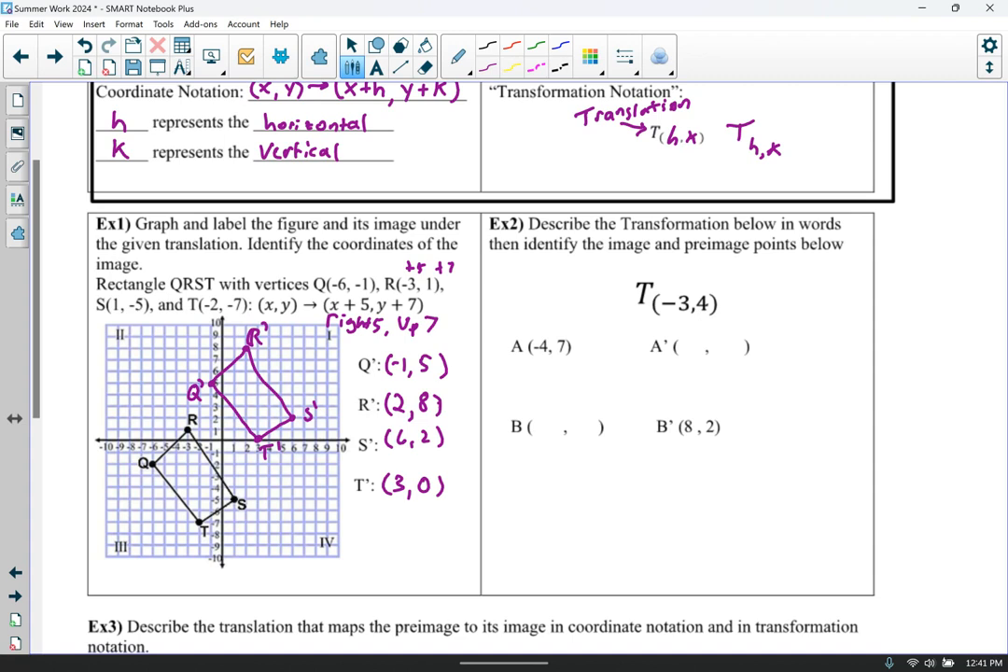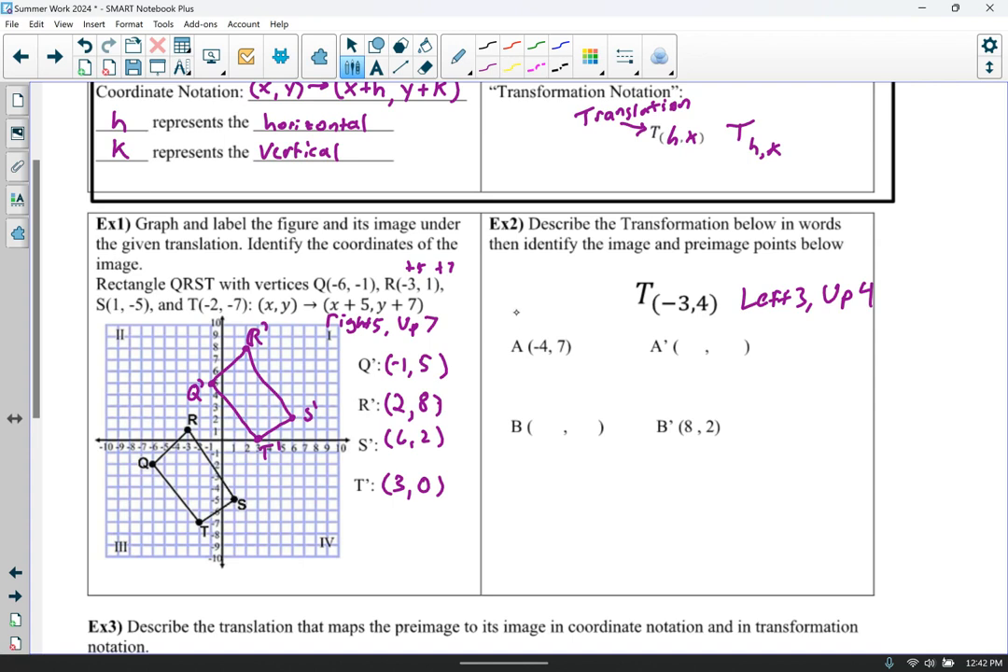Okay. Example 2 doesn't give us a coordinate plane. It just gives us a couple of points. So we're asked to describe the transformation below in words and then identify the image and pre-image points below. And it's given to us in transformation notation. So it's a translation, -3 in the x's, +4 in the y's. So negative in the x's is going to be left. So we're going to say left 3. And then a positive in the y's, up 4. Right, and we're just kind of following the order. X's come first, so we'll talk left, right before we talk up, down.